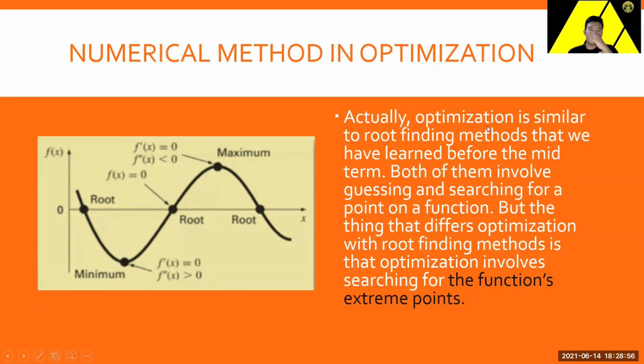And numerical method in optimization. Actually, optimization is similar to root finding methods that we have learned before the midterm. Both of them involve guessing and searching for the point on a function. But the thing that differs the optimization from the root finding method is that optimization involves searching for the function's extreme point. The extreme point can be called a maximum point.